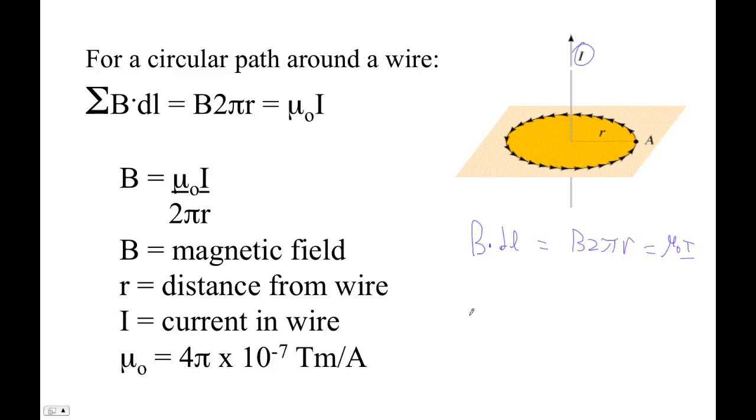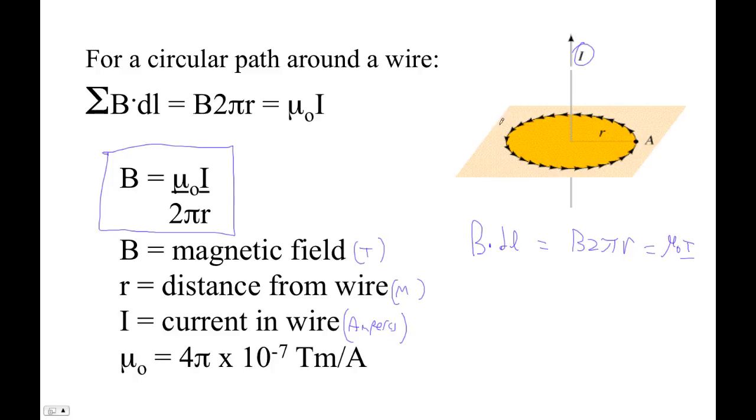Now we can solve for the magnetic field, and of course, just divide by 2 pi r. And now we've got our formula. So this is the magnetic field at some distance from the wire. That's in Teslas. r is the distance from the wire in meters. I is the current in the wire in amperes. And then mu naught is mu naught.